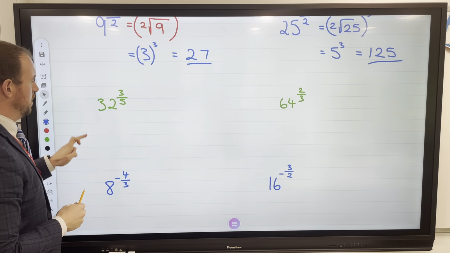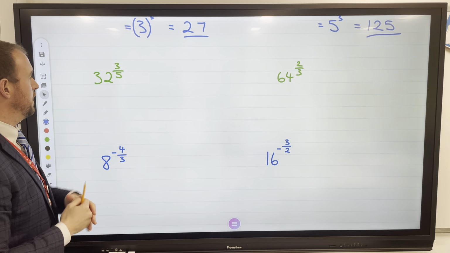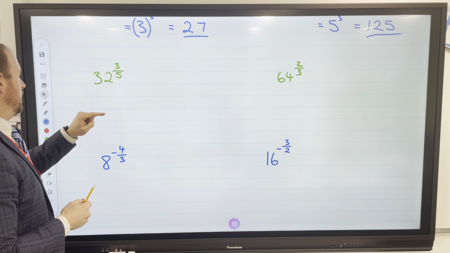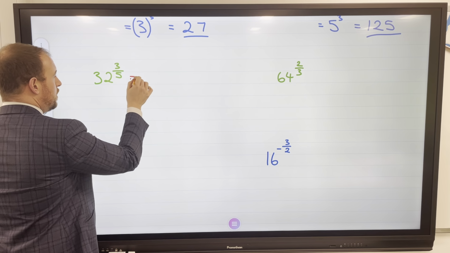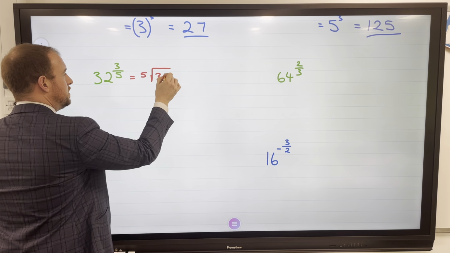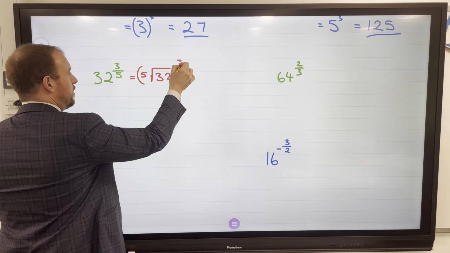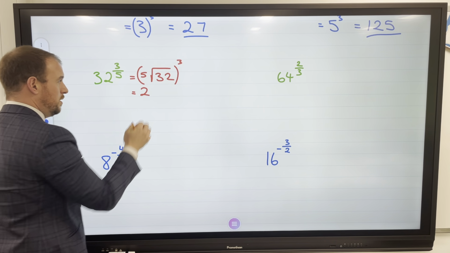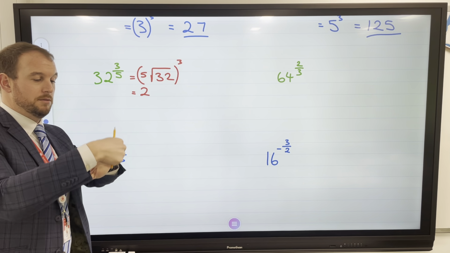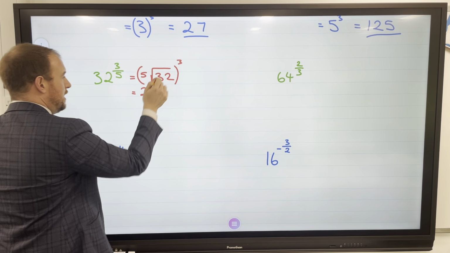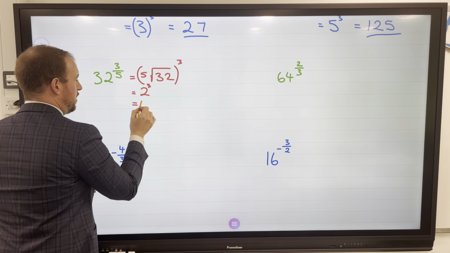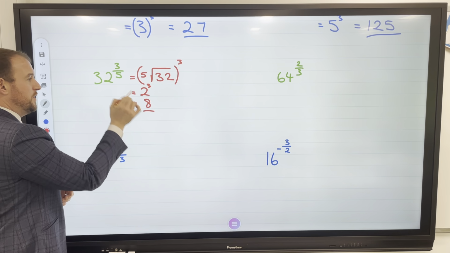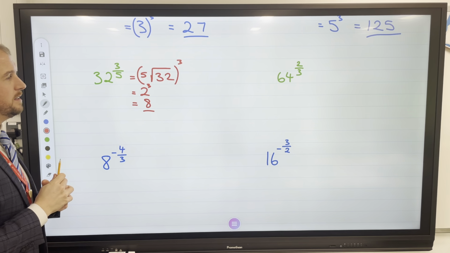Here then, just a couple of nasty ones to finish off now. 32 to the power of 3/5. Well, the 5th root of 32 to the power of 3. The 5th root of 32 is 2, because 2 times 2 times 2 times 2 times 2 is 32. And then to the power of 3. Well, 2 to the power of 3 is 8. So 32 to the power of 3/5 is equal to 8.